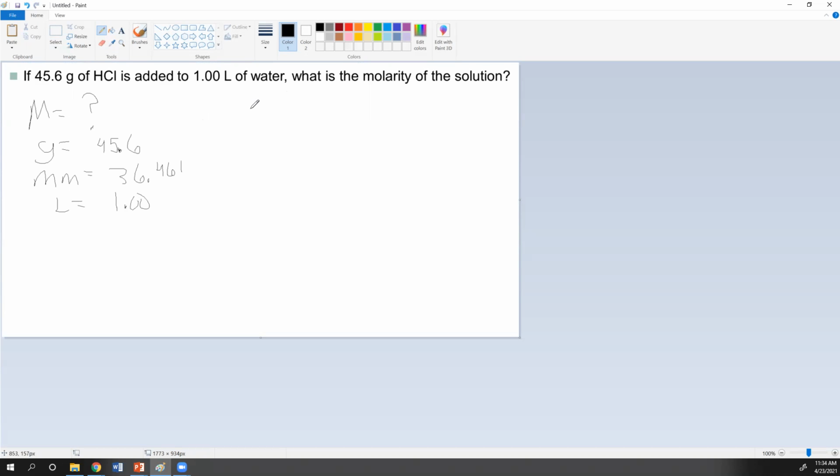HCl is being dissolved. So this would work out as big M equals 36.461 divided by 1.00. So you put in the calculator just like that, and you're going to get like 1.2 something. 1.25? And my units of that are big M. Any questions about that example? All right, another example.